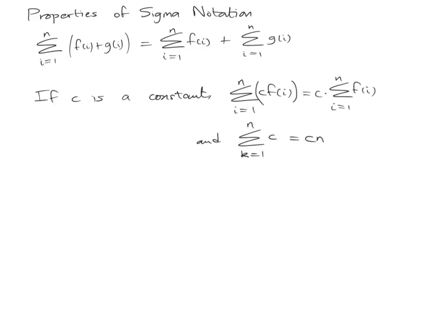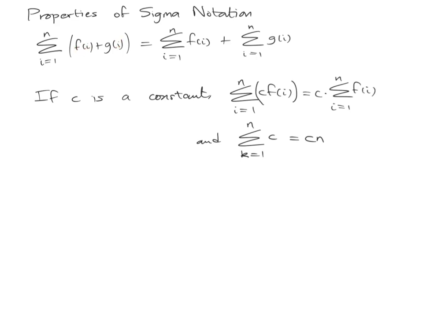Okay, so there's a couple of properties of sigma notation that are going to allow us to do some actual calculations, to figure out the sum in a shortcut. The first one is that if you have two different formulas that you are adding together, and the formulas involve the index, so you've got an f of i and a g of i, then it's okay to separate them out into two different sums and calculate this one and calculate this one.